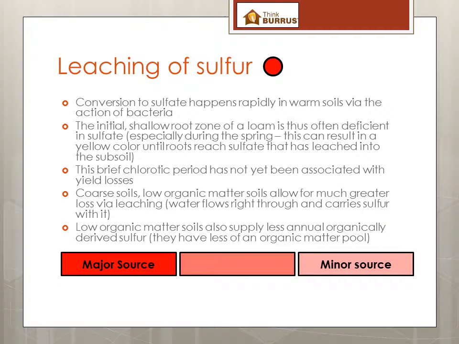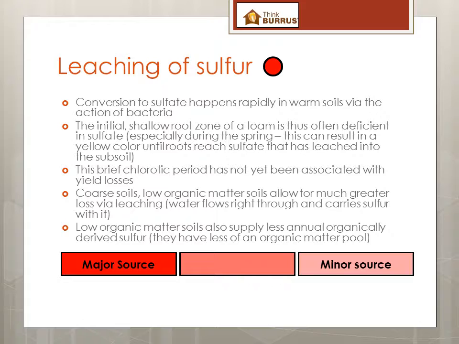So I think we've begun to answer our second question on that slide we showed a little bit ago. Why do these coarse, low organic matter soils tend to be the ones that get a little bit more yellow from sulfur in the spring, and why do they tend to not supply as much plant available sulfur?